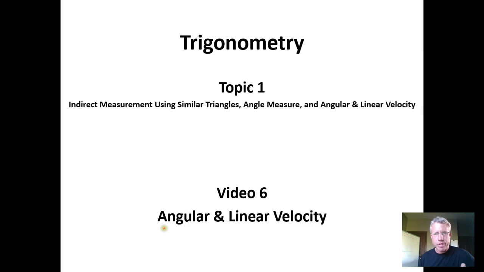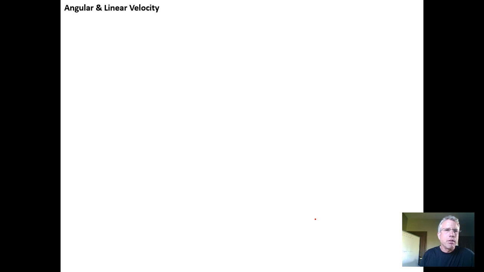In this video, we're going to look at angular and linear velocity. We're going to look at how to convert between those two ways of measuring speed. And we're going to look at the different types of angular velocity that are going to commonly show up for us. So angular velocity is just a measure of how fast something is spinning.